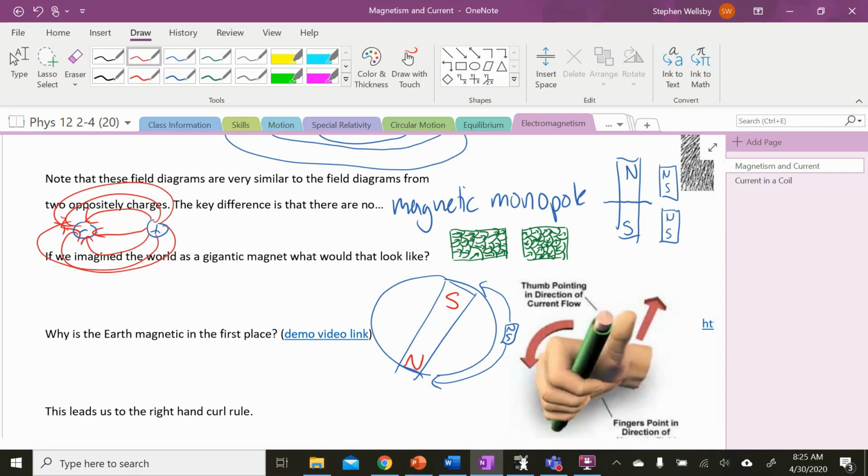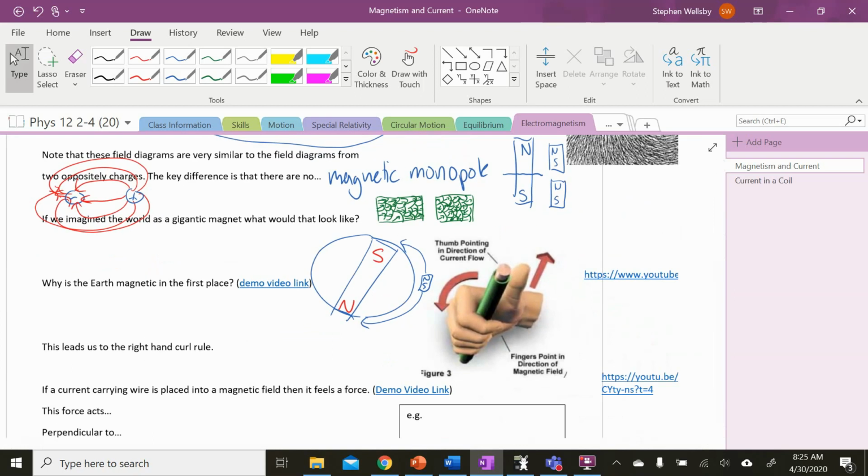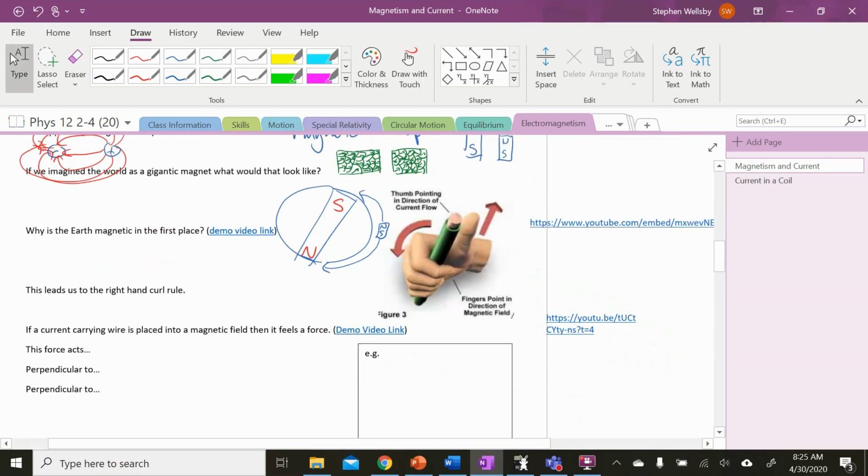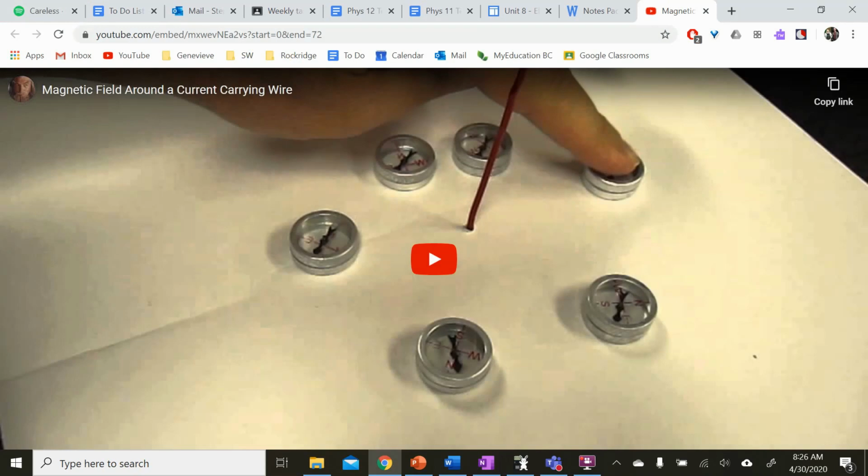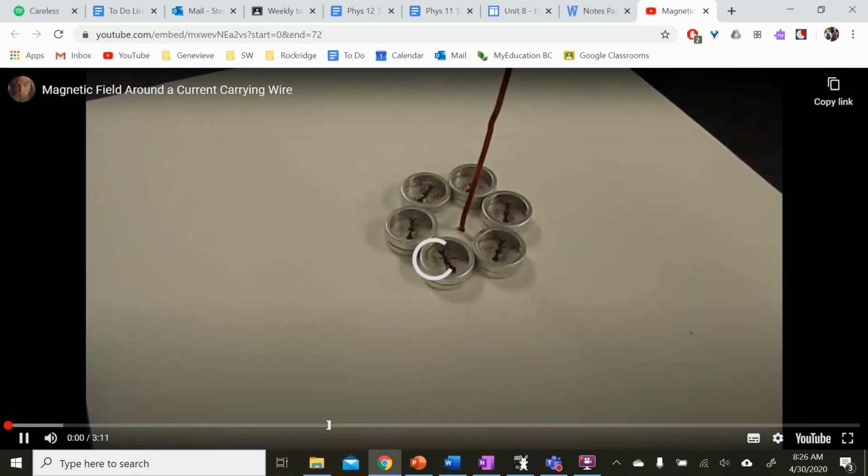Okay, so I'm going to show a quick demo here about why the Earth is magnetic, and this is something that I would have shown you in class, but here we are doing it live streaming. If you want to take a look at this video, the link here goes to this link here. So if you're on OneNote, you can click here. Otherwise, you can click on your sheet if you've opened it up. Okay, so here's a quick video.